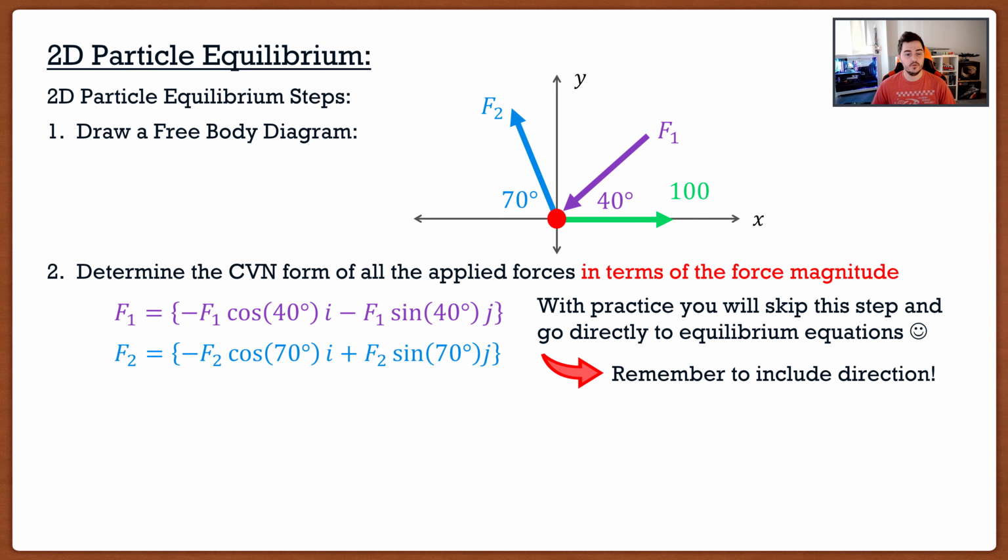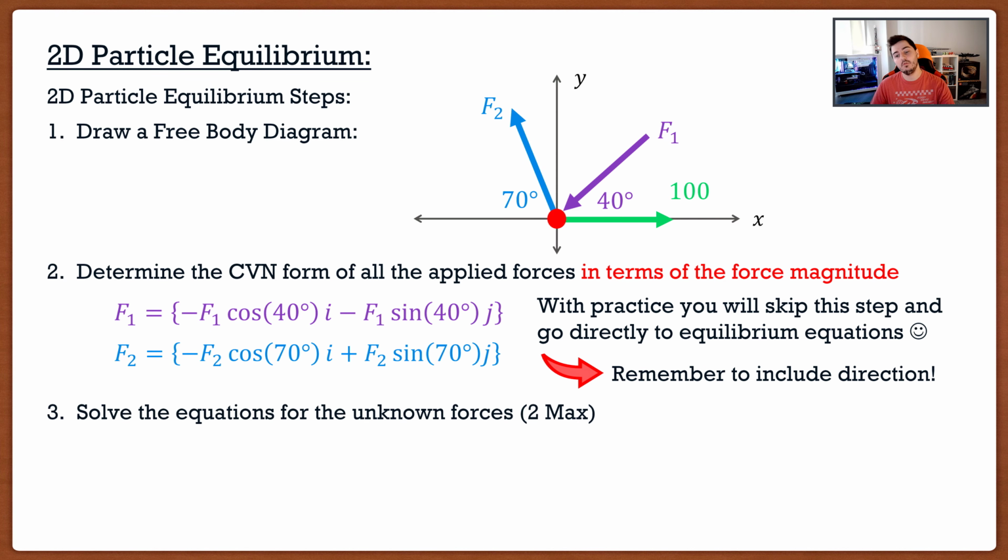So once we have all those, we can use our equations of equilibrium to solve for the unknown forces. Remember, in 2 dimensions, we have 2 equations. The summation of forces in the x direction must be equal to 0, and the summation of forces in the y direction must be equal to 0. We're going to start off with the x direction, and I get negative F1 times cosine of 40 minus F2 times cosine of 70 plus 100.